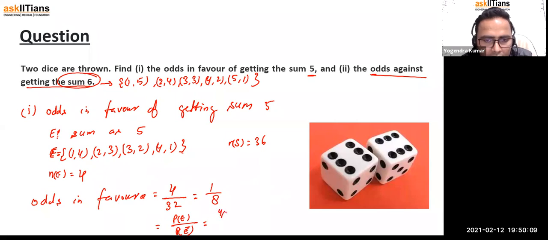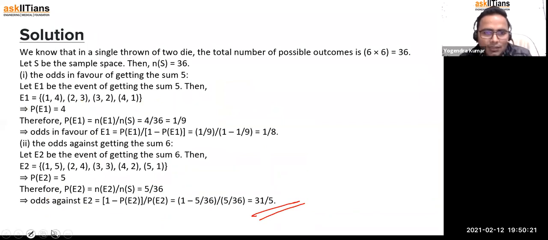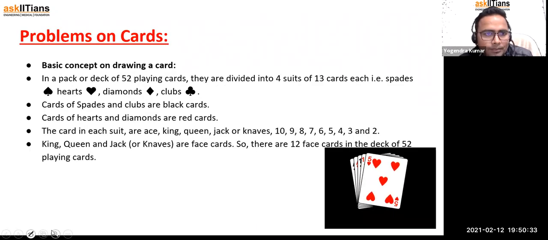So 4 divided by 36 divided by 32 divided by 36, which is 4 by 32. So it is indirectly 1 by 8 only, right? I hope you got the point. This is how we do odds in favor and odds against. If odds in favor are given, we can find out the probability also. So you should not be confused with this.